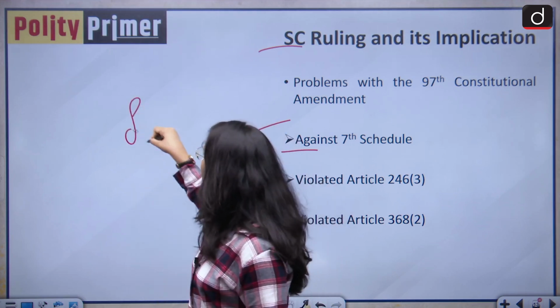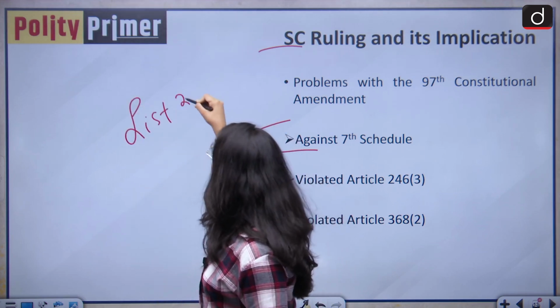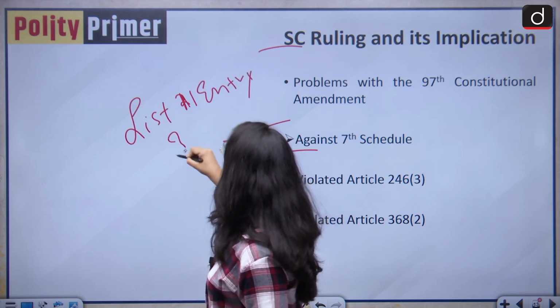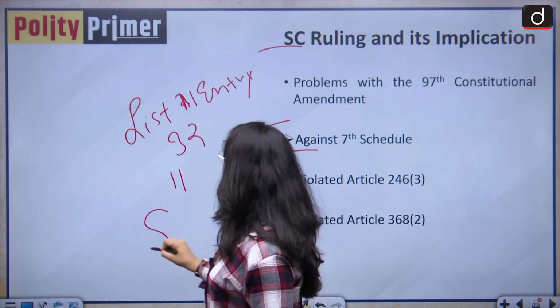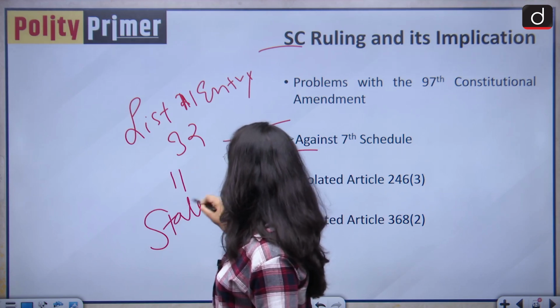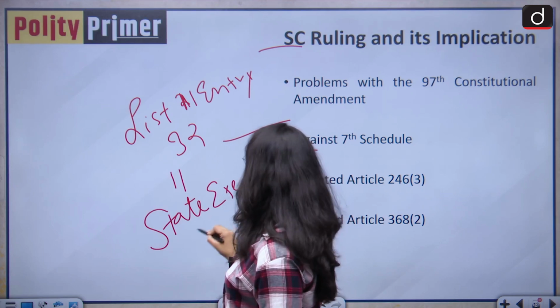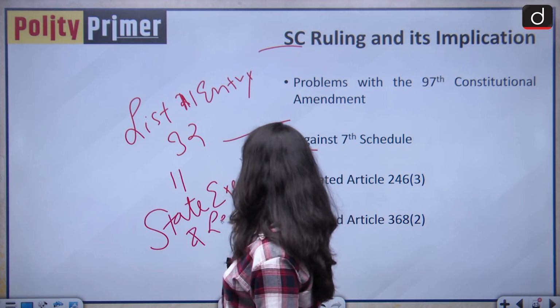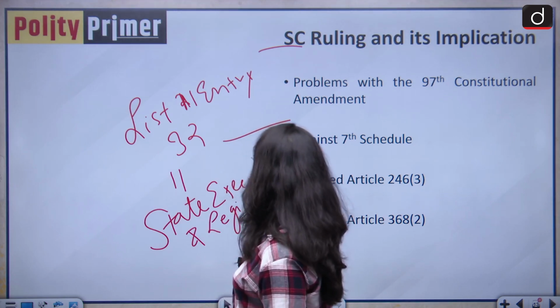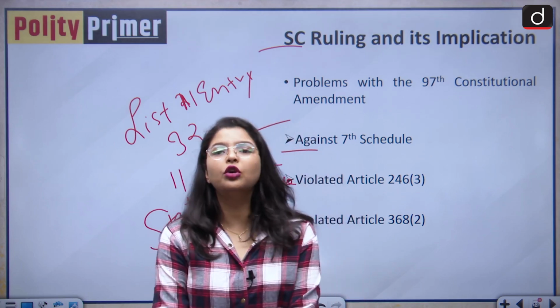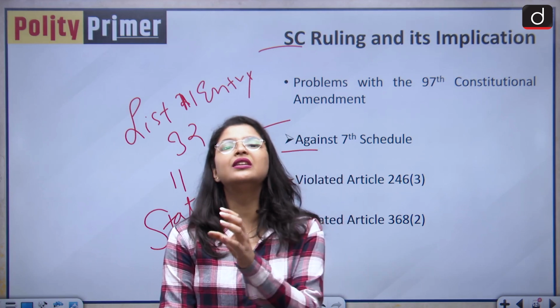Because List 2, Entry 32 gives the state executive and legislature a complete power to legislate on the subjects that are mentioned in the state list.